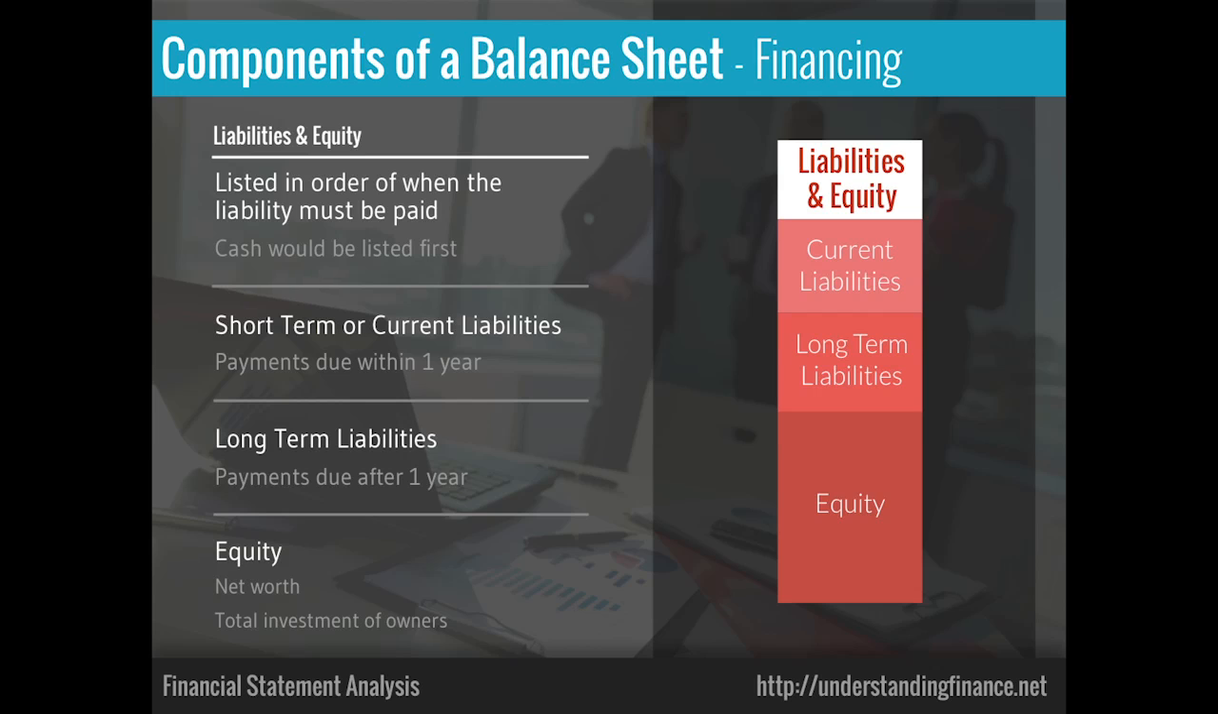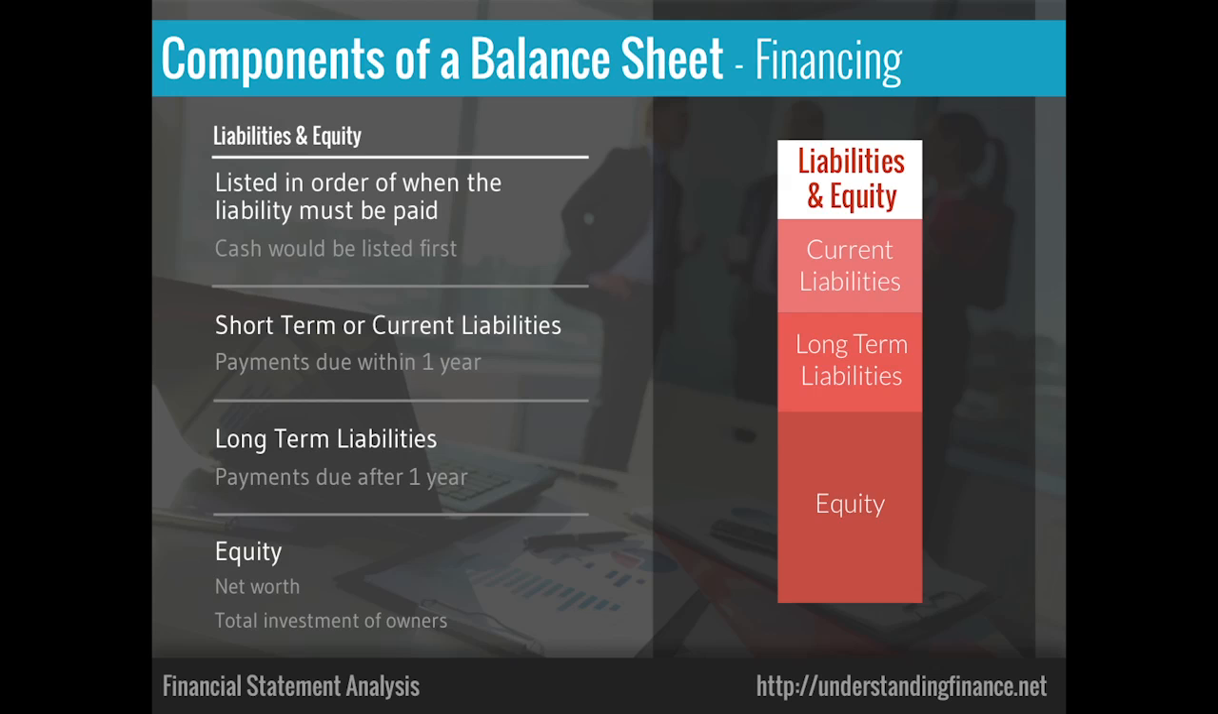Same thing is true in liabilities and equity. Liabilities and equity are listed in order of which they are to be paid. The things with the highest priority are listed first. The things with the lowest priority are listed last. So again, you may not know what the item is, but just look at where it is compared to the other items. The things that are near the top are going to have the higher priority. In this case, anything that must be paid within a year is called a current liability or short-term liability. Anything that's due after a year is called a longer-term liability.